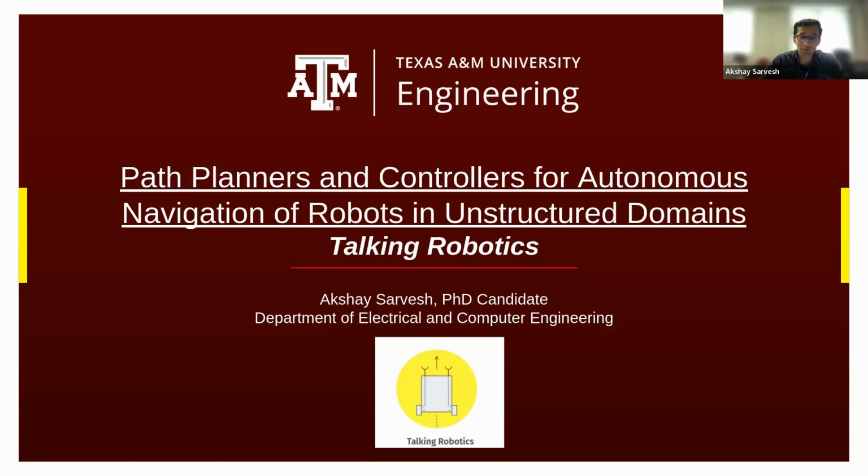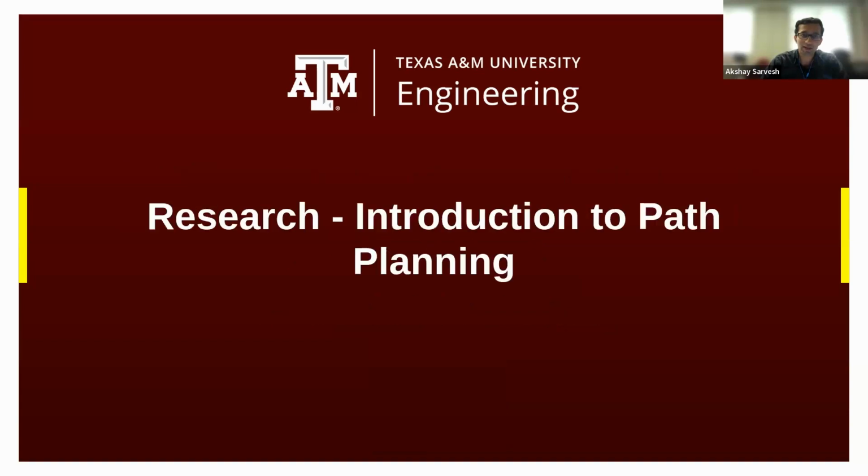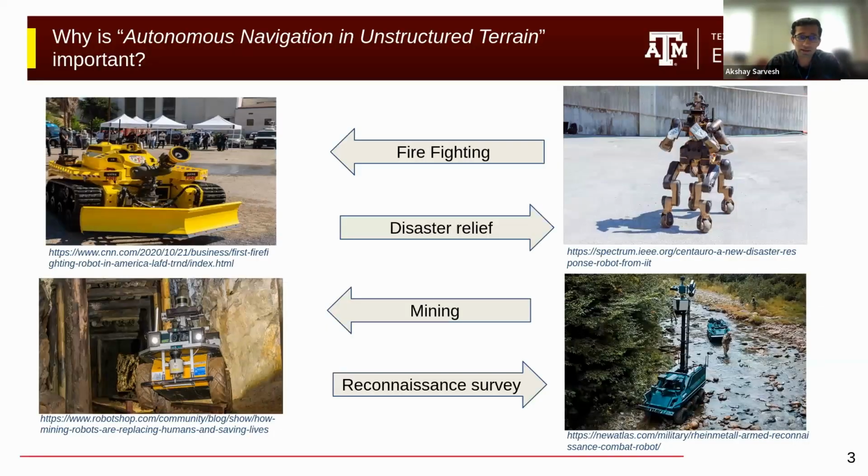The title of the talk is Path Planners and Controllers for Autonomous Navigation of Robots in Unstructured Domains. To begin with, I just want to introduce path planning. Why is autonomous navigation really important? We have firefighting, disaster relief, mining, reconnaissance survey. These are just some of the activities that are oftentimes viewed as harmful for humans. These activities can be quite fatal to humans as well.